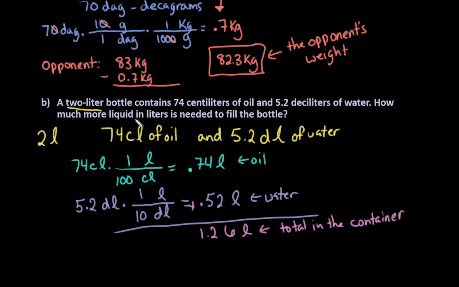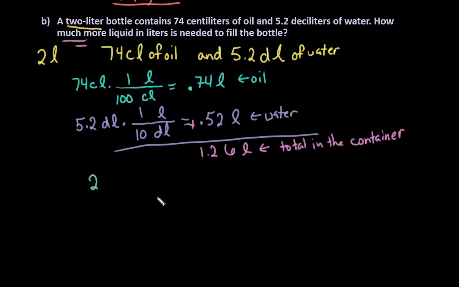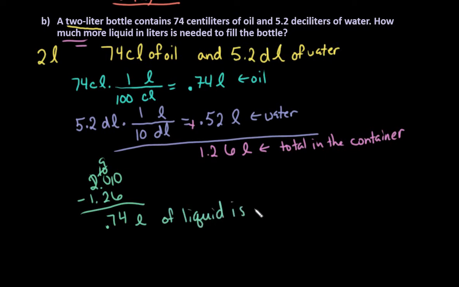Okay, so that's not what it asked for. We want to know how much more liquid do we need. Okay, so what we would do is we would do 2 minus 1.26. And so if you need to, you can always plug this into your calculator, or you can just do your borrowing. So if we do that, we would end up with 0.74 liters of liquid is needed to fill the container.